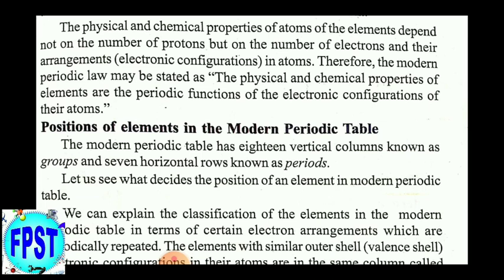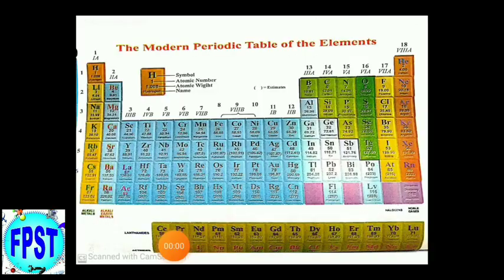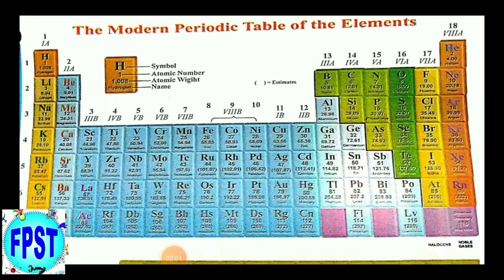There are 18 vertical columns, so there are 18 groups in the modern periodic table. And there are 7 horizontal rows, and they are called the periods. See it with an example.